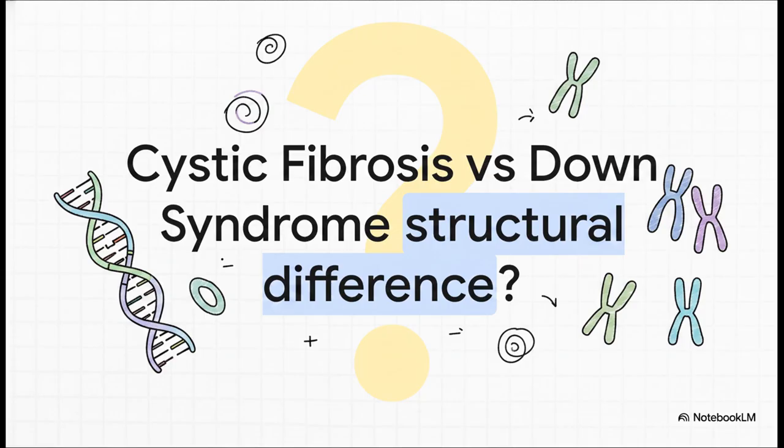We've got two very well-known genetic conditions, cystic fibrosis and Down syndrome. Both of these fundamentally alter human health, but on a molecular level, they represent entirely different scales of genetic error. So can you guess the structural difference between the actual mutations that cause them? Take a second, lock in your answer, and then we'll unpack the biology behind all of this.